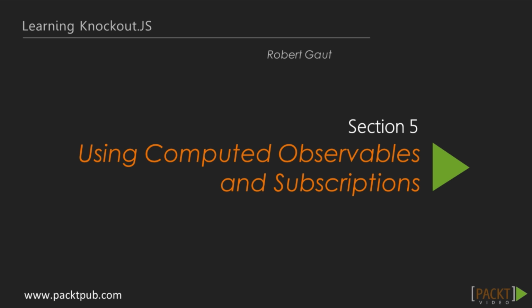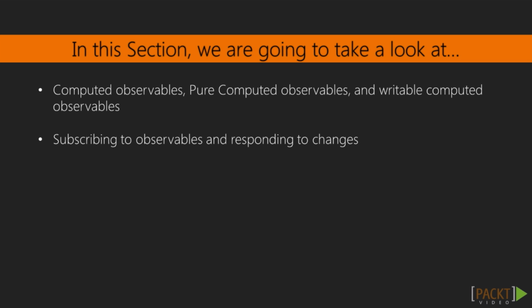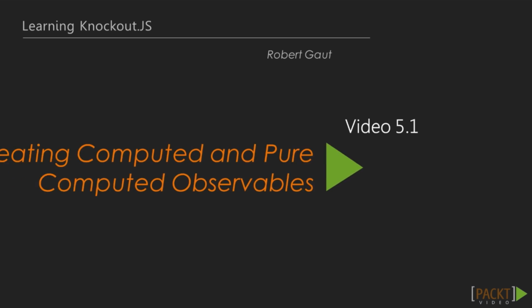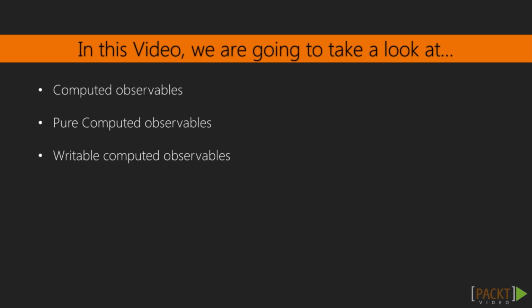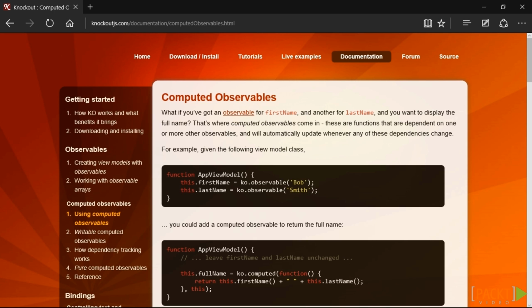Greetings! In the last section, we learned about context in Knockout.JS. In this section, we're going to look at a really nice feature in Knockout called computed observables. We're also going to look at subscribing to changes in observables and performing actions based on those changes. This video is all about computed observables. We'll cover how to create and use computed observables and pure computed observables, as well as a variation that makes them writable.